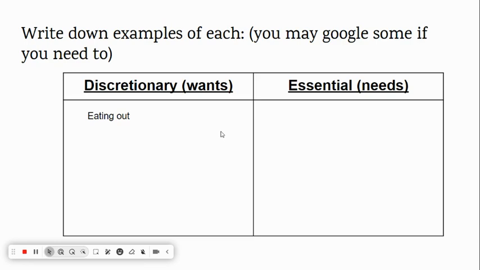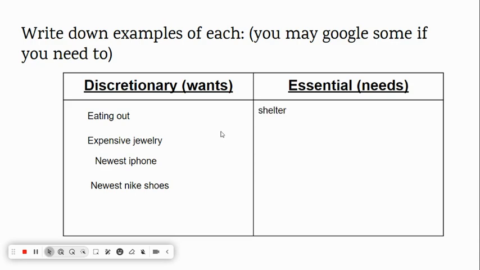So discretionary are things that you want. Eating out is a discretionary expense. Jewelry is a discretionary expense. Getting a new iPhone, let's say your old one works, but you just want the newest, fanciest one, that is discretionary. The newest, coolest shoes out, those are also discretionary.